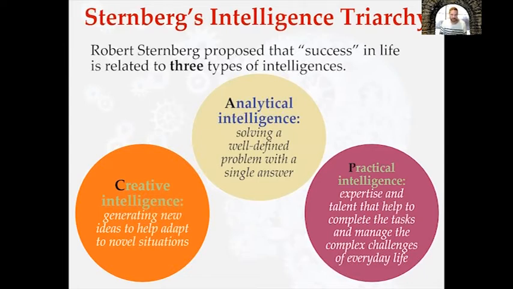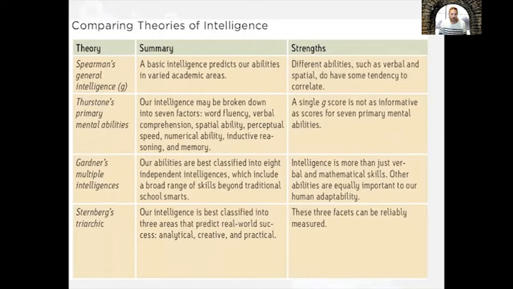So basically, every one of us possesses intelligences in different ways. You might be very practically smart, but not very analytically smart, but very creative, and so on and so forth. So it combines in lots of different ways. Here are comparisons of the different theories of intelligences and a summary of the strengths and weaknesses of each one. I'll pause this and let you take a look at that.